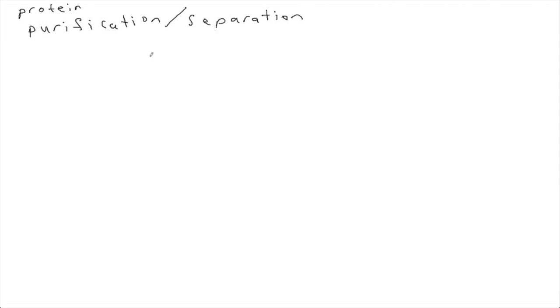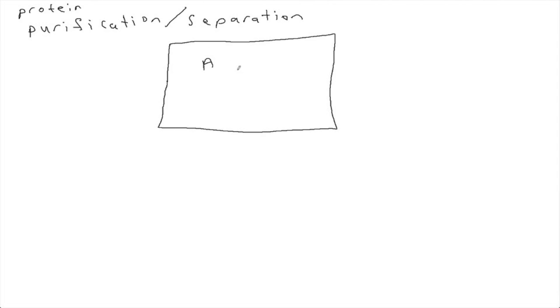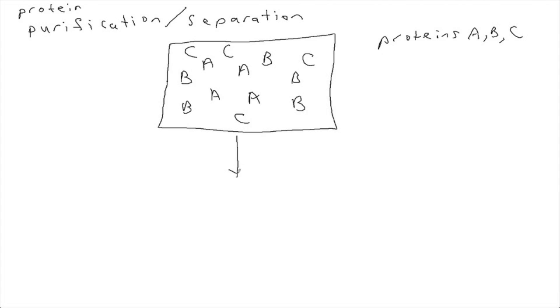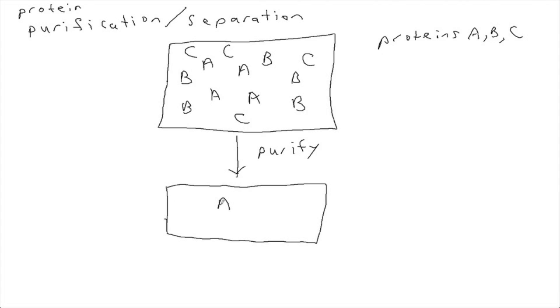So purification is when you take a sample. So let's say here we have proteins A, B, and C. And then when you purify it, you might get a sample, let's say, like this. So let's put down a definition here.